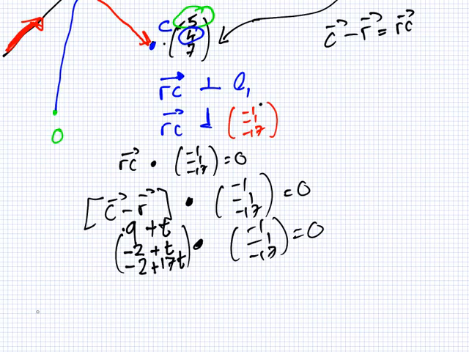So do you remember the dot product? Multiply. 9 plus t. Do you know what you think of? That's equal.